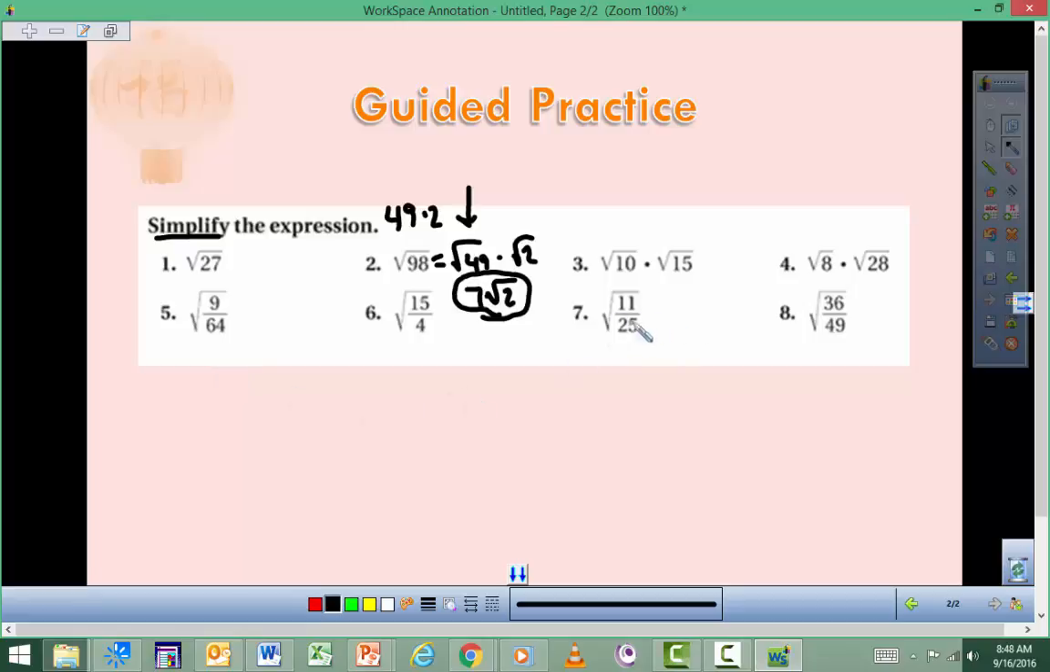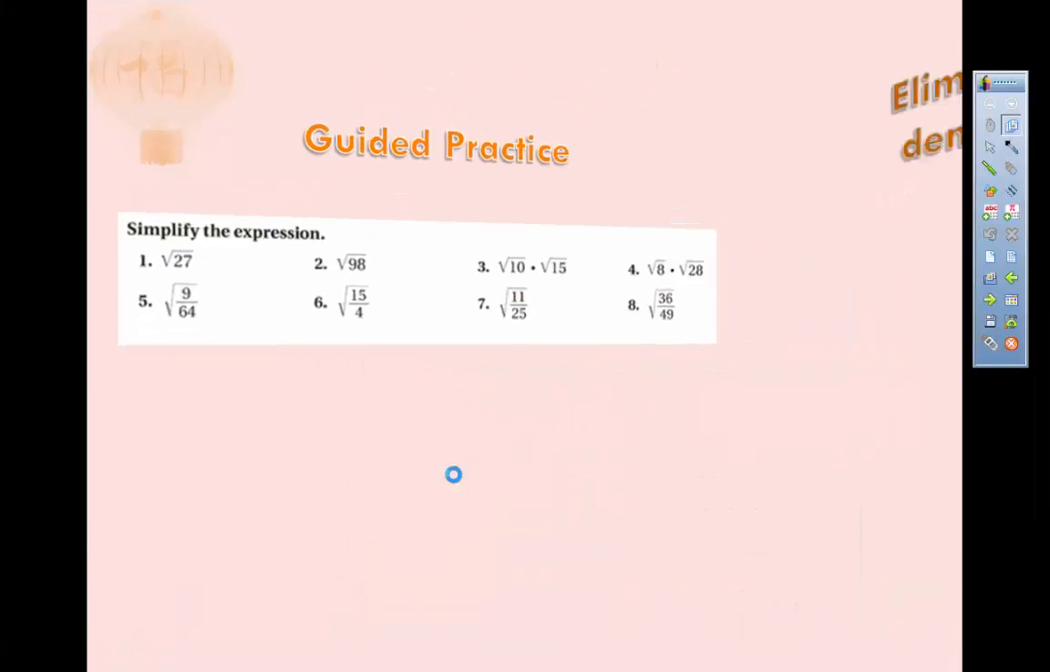We'll just do maybe one more here. Well, let's try a quotient one. This one we could write as square root of 11 over square root of 25. And of course, square root of 25 is 5, so we could write this as square root 11 over 5. So those are some of the properties we learned about yesterday. So let's move on now to new stuff.